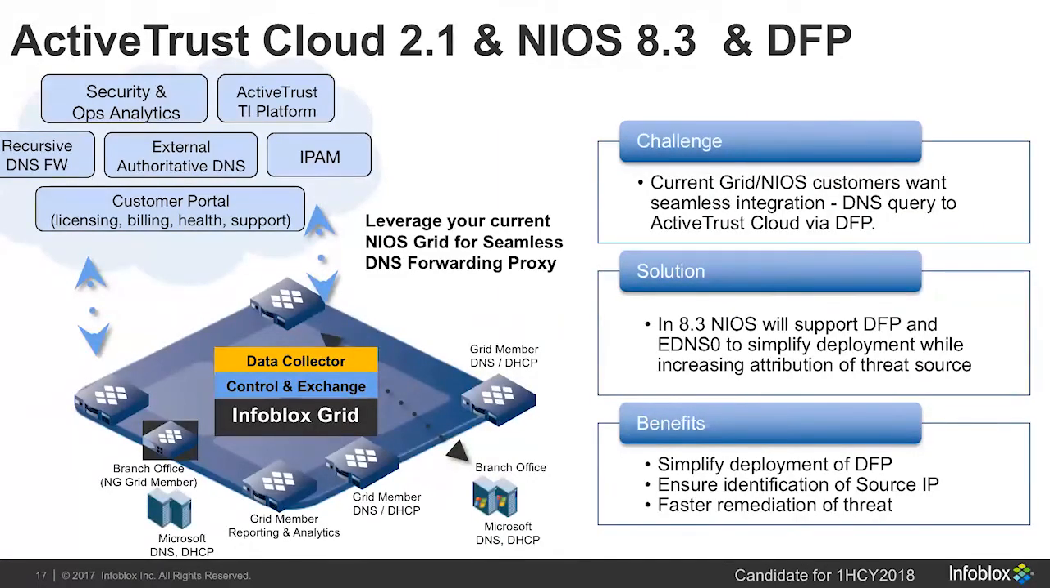And lastly, we'll just cover that in NIOS 8.3, shipping this summer, we're going to have direct integration with the ActiveTrust Cloud to be able to forward these DNS queries and receive data back and forth, as far as DNS caching is built into the actual NIOS software. Today, you have to deploy our DFP forwarding proxy as a second step on-prem to forward the DNS queries up to our cloud. We're going to be removing that layer and having that natively baked into our NIOS grid. So we're looking forward to that as well.